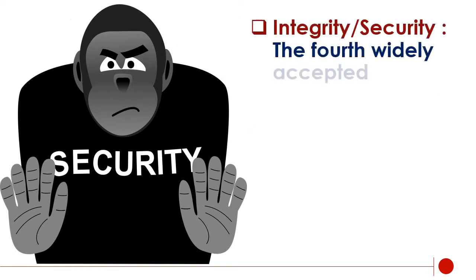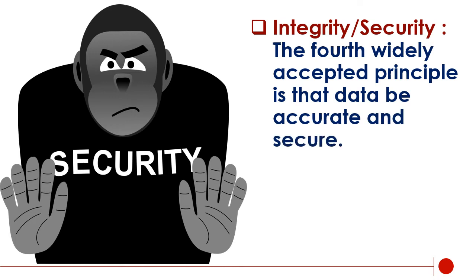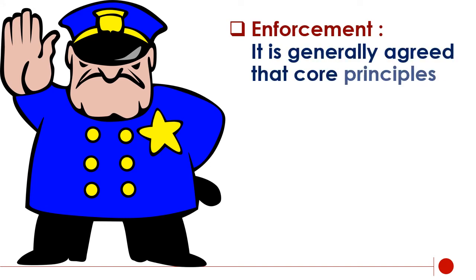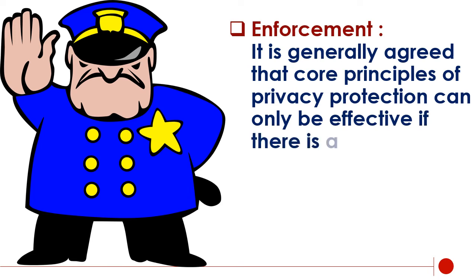It refers to an individual's ability to access data about him or herself. Integrity/security. The fourth widely accepted principle is that data be accurate and secure. Enforcement. It is generally agreed that core principles of privacy protection can only be effective if there is a mechanism in place to enforce them.